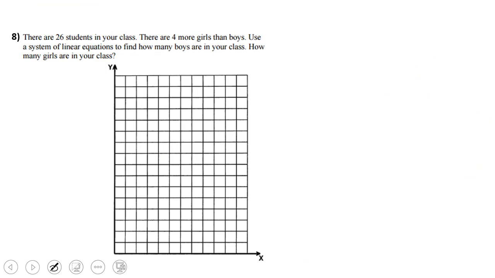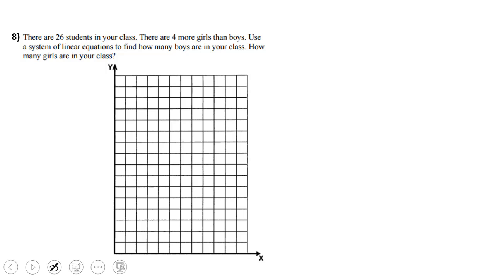There are 26 students in your class. There are 4 more girls than boys. Use a system of linear equations to find out how many boys are in your class and how many girls are in your class. So, ladies and gentlemen, let's see here.